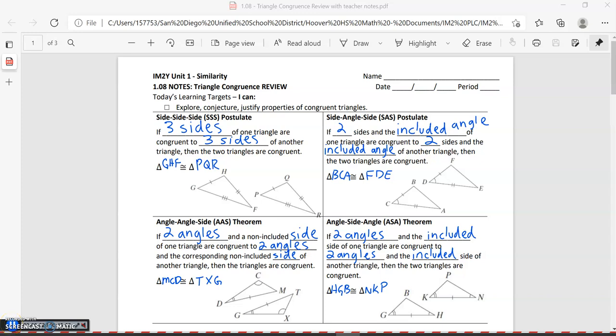1.08 Triangle Congruence Review. Hopefully this is a review for you. If it is not, that's understandable. You may have forgotten it or you weren't taught it yet. We're talking about triangle congruence.